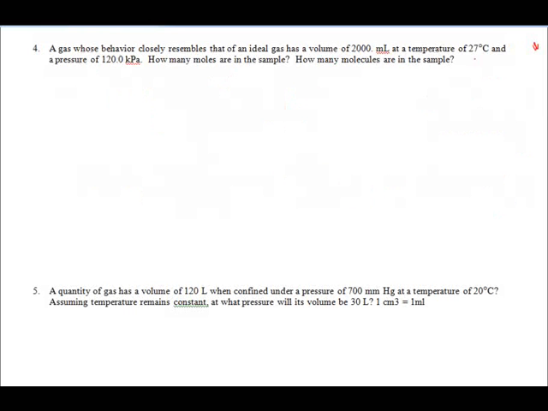Okay, so we're still on worksheet 10, and we are on number 4. It says we have a gas whose behavior resembles ideal gas, and it's got 2,000 milliliters, 27 C, 120 kPa, and the question is how many moles are in the sample. So this is an ideal gas law problem because we're not changing conditions. We're trying to solve for moles, so PV equals nRT. So we're going to divide both sides by RT to isolate n. That will cancel out, so we're going to use PV over RT.